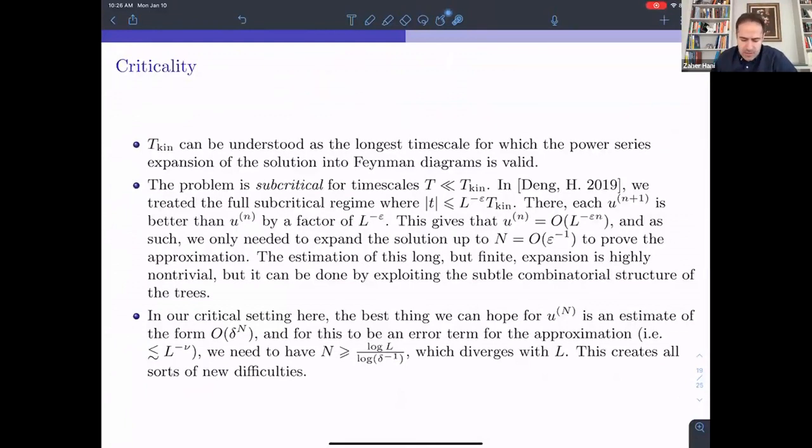So in our very first work in 2019 with Yu Deng, as I mentioned before, we reached timescales that are order of L to the minus epsilon times the kinetic timescale. It turns out that this is the full subcritical regime for this problem. And in that setting, we had that the n plus first iterate was better than the nth iterate by a factor of L to the minus epsilon. And if you accumulate this gain, we get that the nth iterate is order of L to the minus epsilon n.